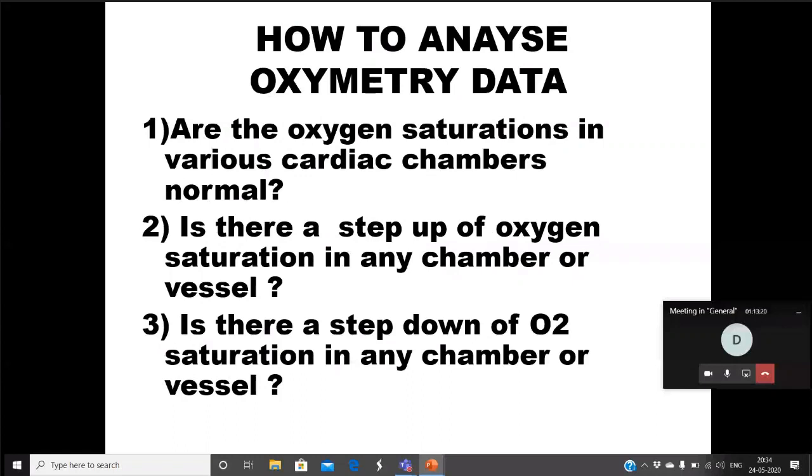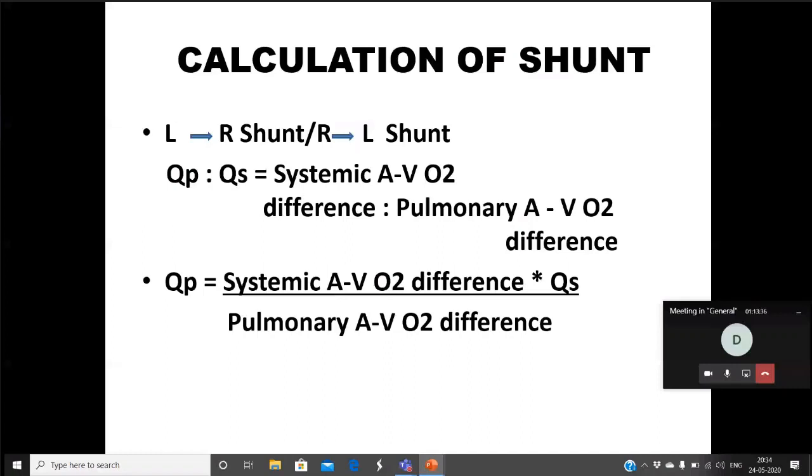Now, you must always look at whether the oxygen saturations in various cardiac chambers are normal. Is there a step up of oxygen saturation in any chamber or vessel, or is there a step down of oxygen saturation in any chamber or vessel? And all these things, left to right shunt and right to left shunt, are calculated by looking at the QP to QS ratio. Systemic arteriovenous oxygen difference is proportional to pulmonary arteriovenous oxygen difference.